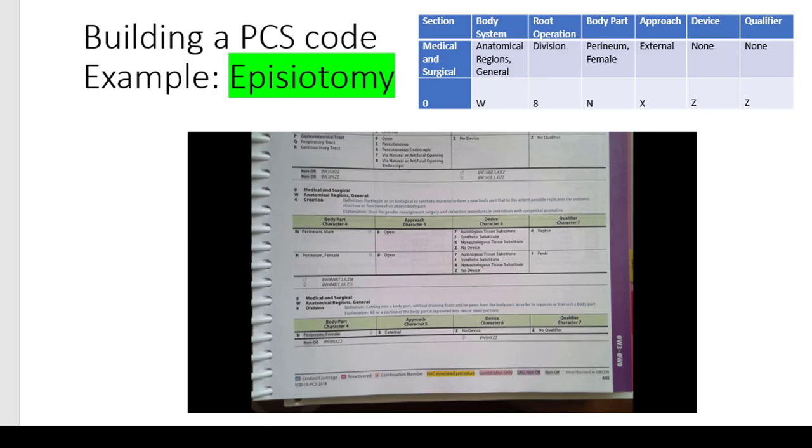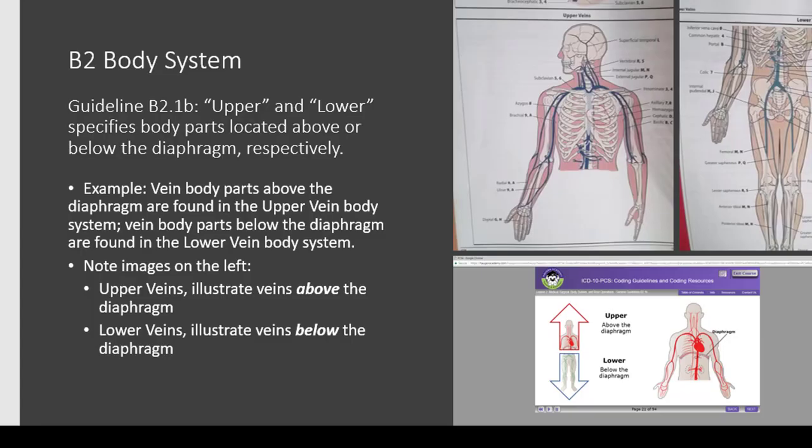Again, I suggest that you would write in the female reproductive table and the male reproductive table that the creation of these body parts is found in the general anatomic regions. Maybe that wouldn't throw you, but it certainly threw me when I first started looking at this.